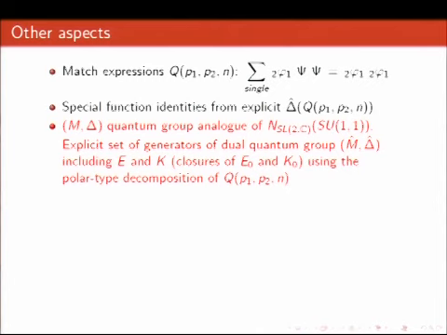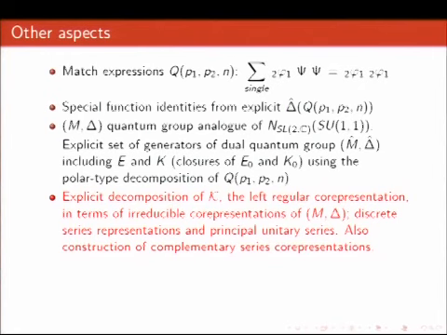So what we can prove is that the operators E and K, which are the closures of these unbounded operators, are not sufficient to generate a dual von Neumann algebra, but you have to throw in 2 additional factors which you actually deduce from this polar decomposition of these Q operators. So this was actually our main goal at first.